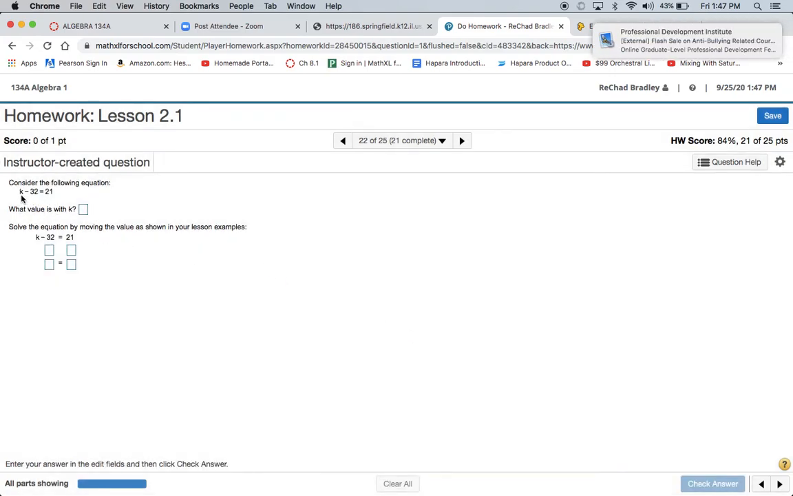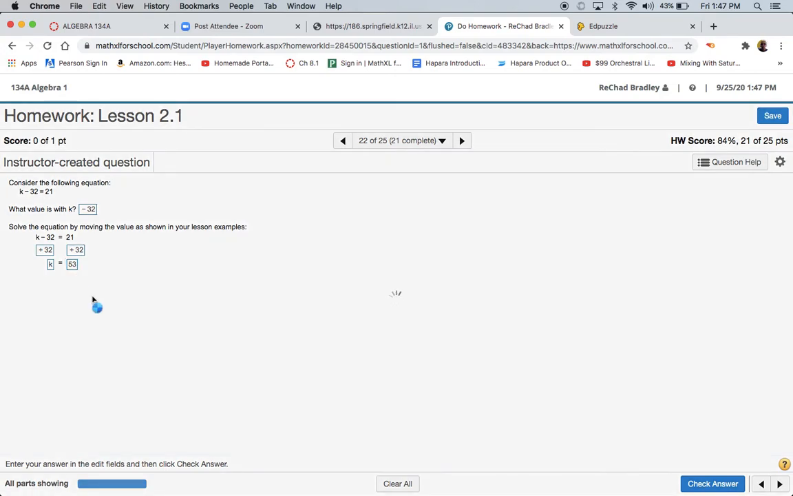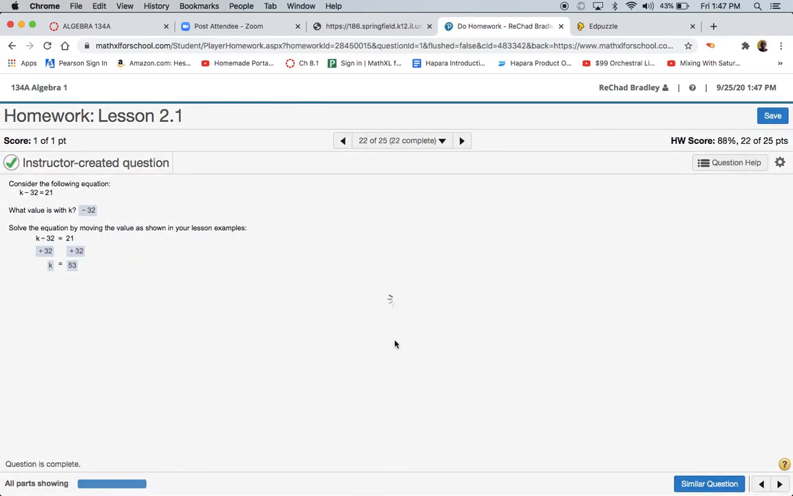The value with K is negative 32. I need to move this negative 32 away from K. The way I move the negative 32 is with a positive 32 here and a positive 32 there. That makes everything go away, leaving me with just K. 21 and 32 makes 53, I believe. 1 and 2 make 3, 2 and 3 make 5. There we go.